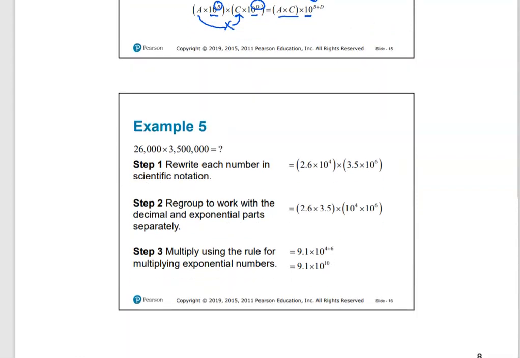Okay, so if I want to do 26,000 times 3,500,000, the first thing they did is write it in scientific notation. Now they've taken and regrouped the numbers. So they took the 2.6 and the 3.5 and put them in the front, and they took their 10 to the 4th and 10 to the 6th that have the same base and put it in the back. 2.6 times 3.5 is 9.1. They took their 4 and their 6 because they had the same base and added them together. So the answer was 9.1 times 10 to the 10th power.